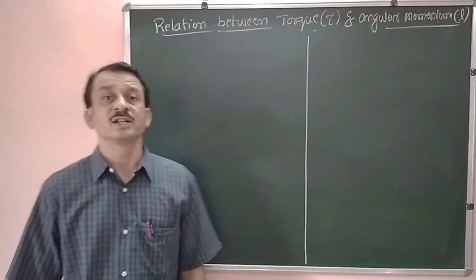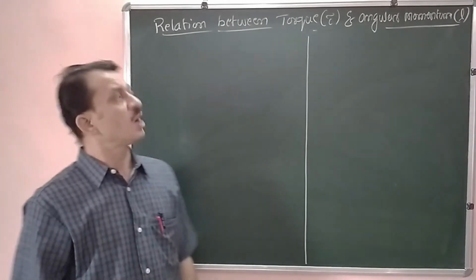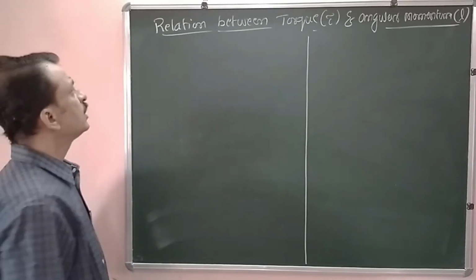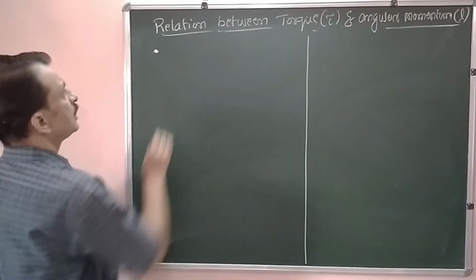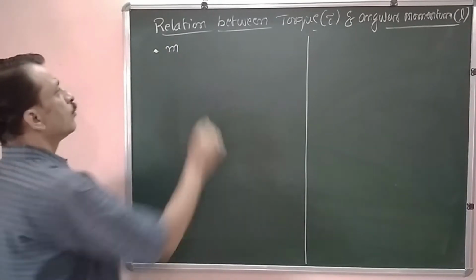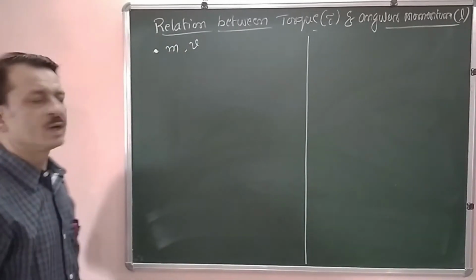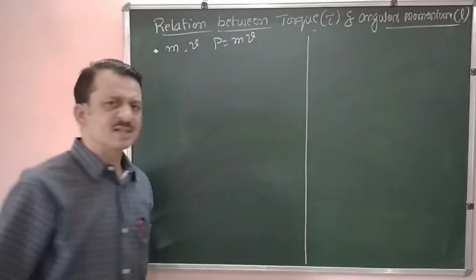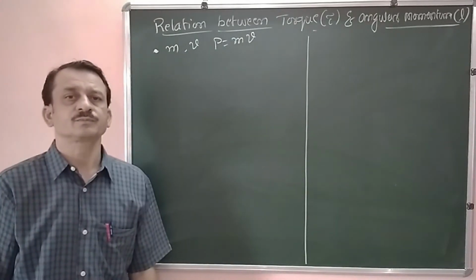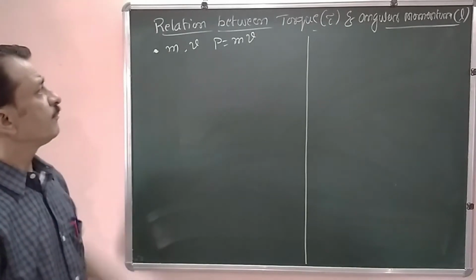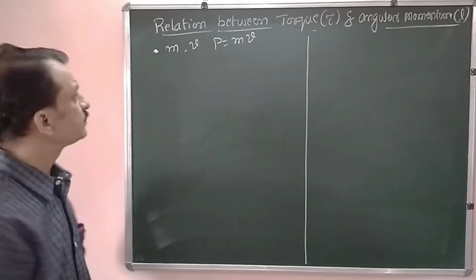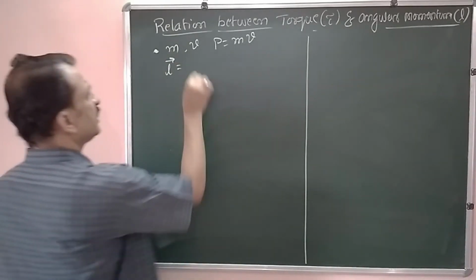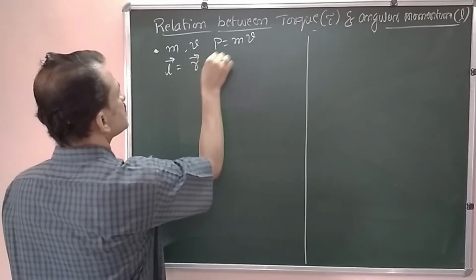Now we will study the important relation between the torque and angular momentum for the case of a single particle. Consider a single particle of mass m moving with a velocity v. Then the linear momentum of this particle is given by the product of mass and velocity. If it starts rotating, then the angular momentum of the particle is given by r cross p.